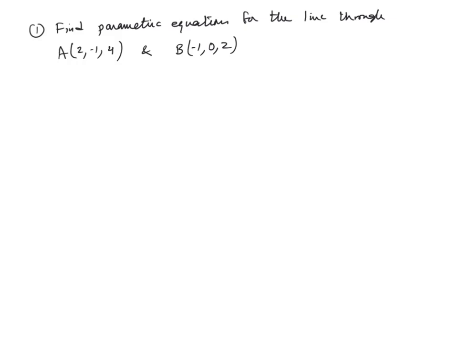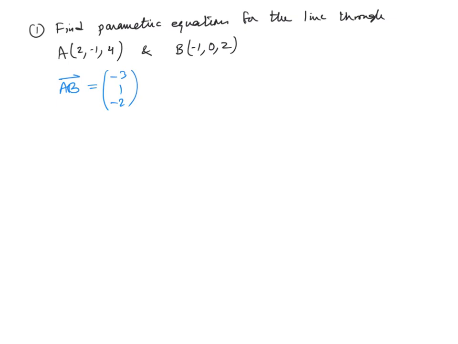All right, let's find parametric equations for the line through A and B, and the coordinates are given. So first of all, I'm going to just arbitrarily pick A to be the starting point and never said it couldn't be. And then if I go from A to B, that gives me a direction vector. So let's start with the vector AB. That's B minus A. So that's going to be negative 1 minus 2 is negative 3. 0 minus negative 1 is 1. And then 2 minus 4 is negative 2.